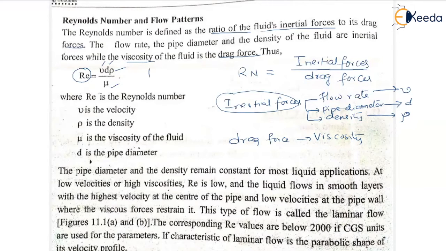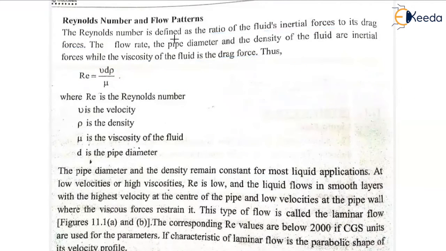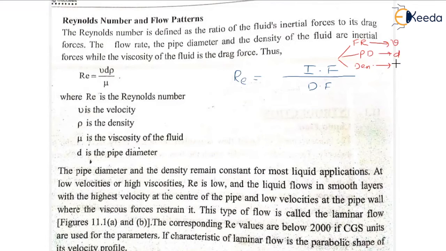So it is Re is equal to V into D into rho by mu. What is the viscosity? It is mu. So this comes the formula. Once again, I'll repeat everything. What is Reynolds number? It is the ratio of inertial forces to the drag force. What are the three types of inertial forces that we have? Three: one is flow rate, other one is pipe diameter, third one is density. Flow rate is V, pipe diameter D, density is rho.